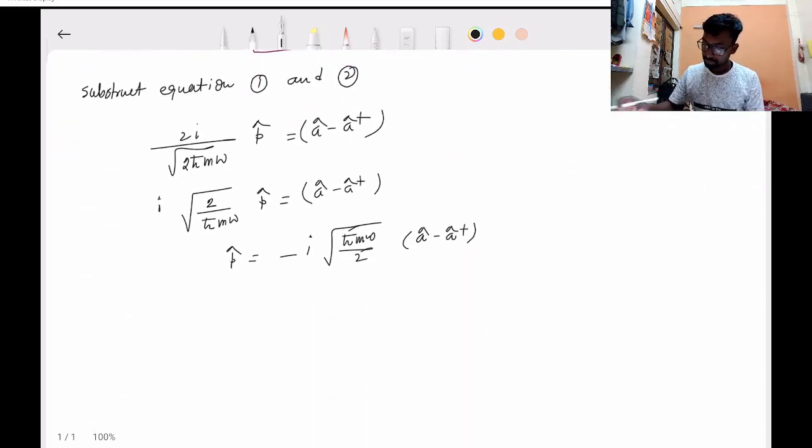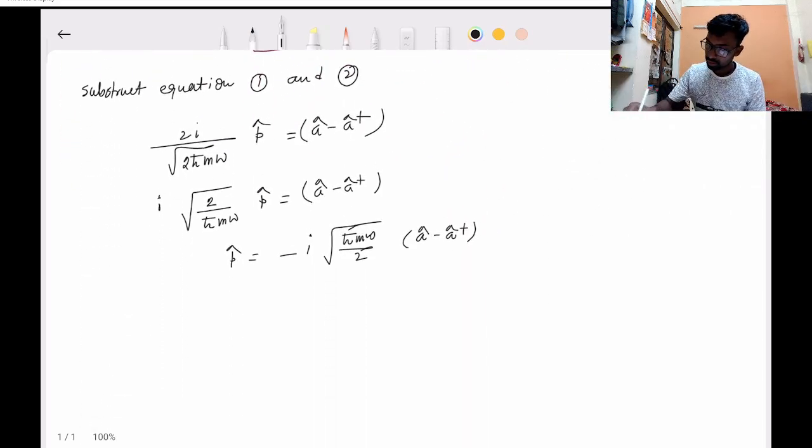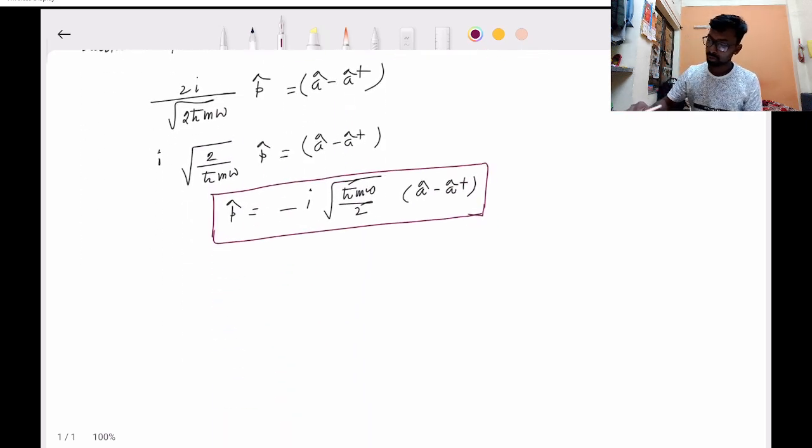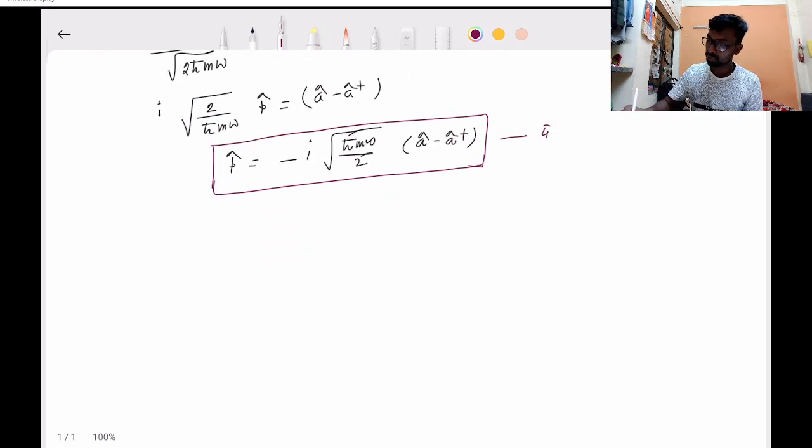So finally, we get another beautiful result for the momentum operator in terms of lowering and raising operators. This is equation number 4. So basically, we get two equations, right? One is the position operator in terms of lowering and raising operators. Another is the momentum operator in terms of lowering and raising operators.